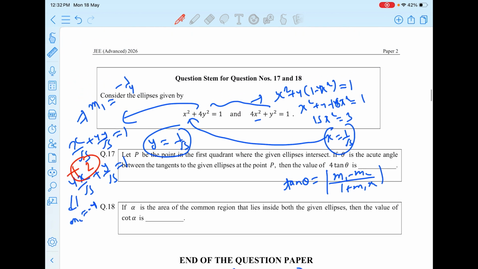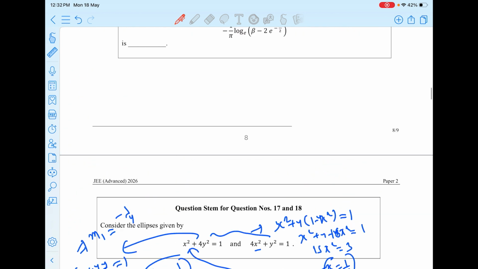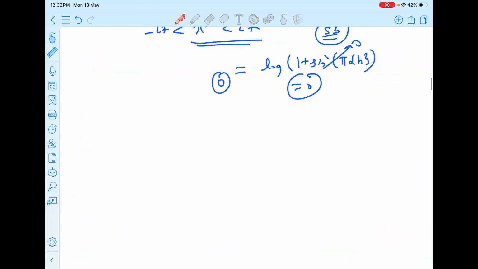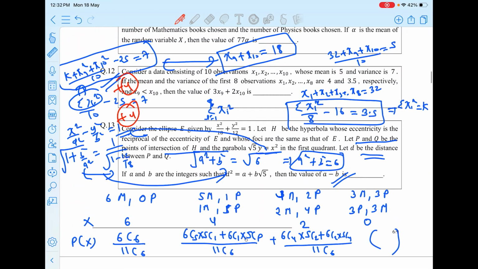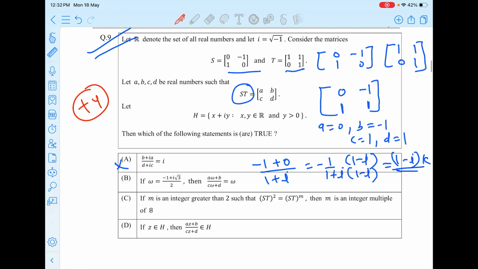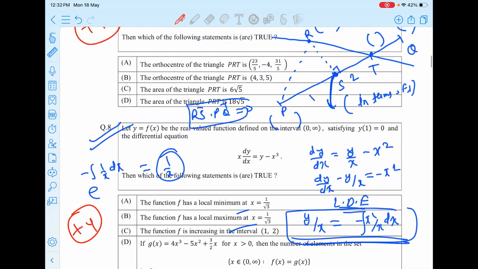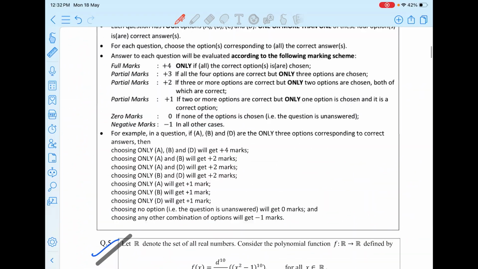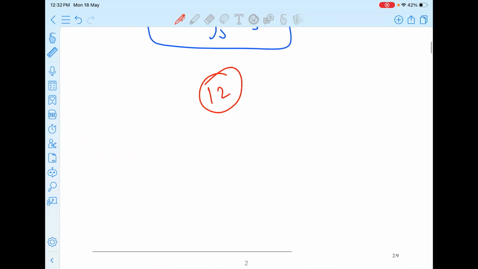So see, total how many marks you can get: 2, 4, 8, 12, 16, 20, 24, 24 plus 12, 36 marks. 36 marks is gettable. So that means almost 60%, right?